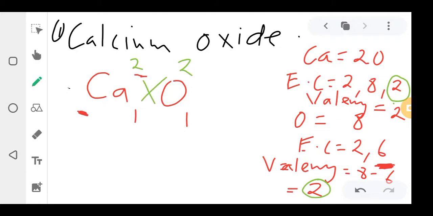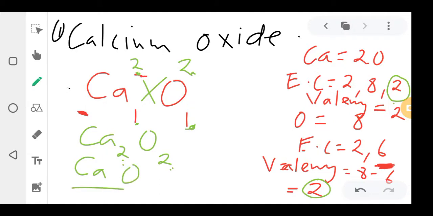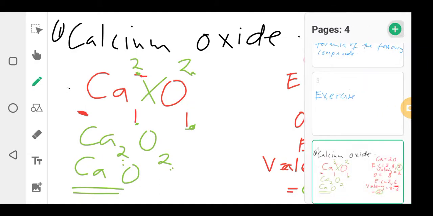Then you cross multiply. This 2 times this 1 gives 2, and this 2 times this 1 gives 2. Since these two are factors of one another, 2 into 2 is 1, and 2 into 2 is 1. So the formula is calcium oxide, CaO.